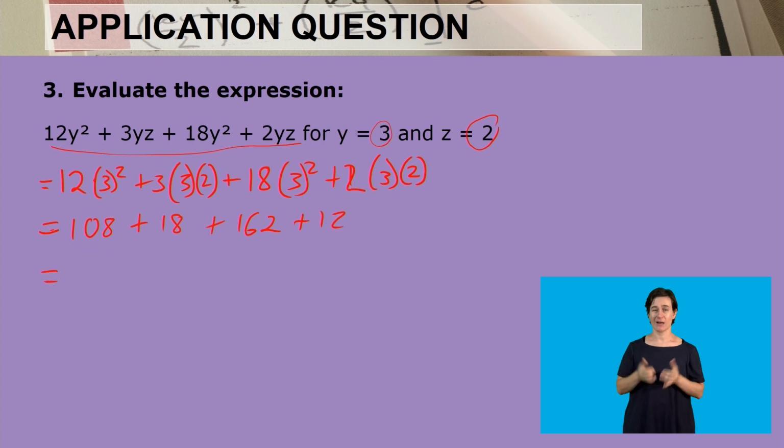So we now add all the values: 108 plus 18 plus 162 plus 12. And the answer is 300. All right, let's move on to the next one.